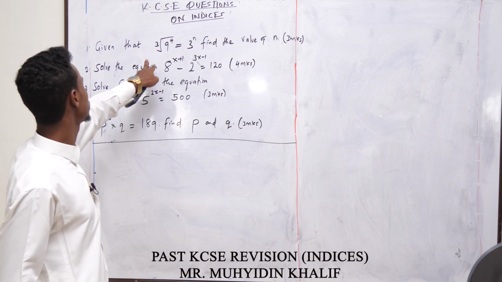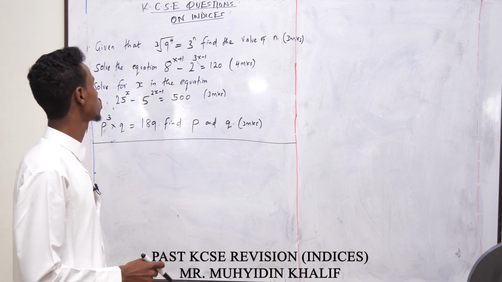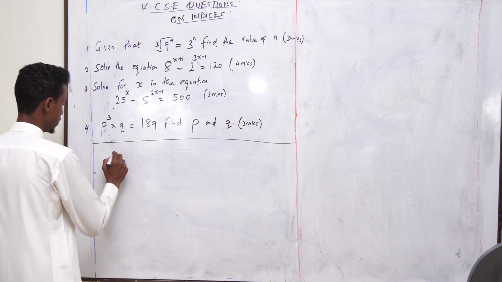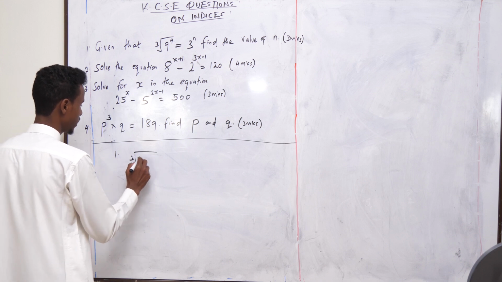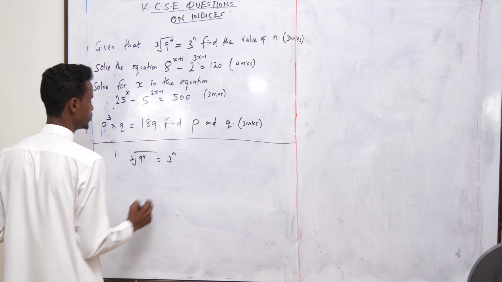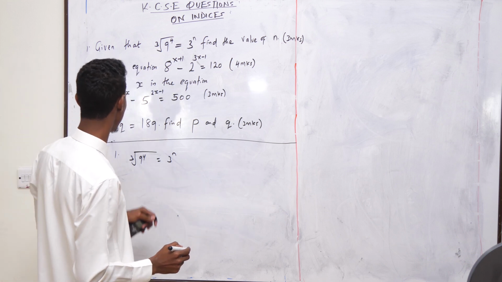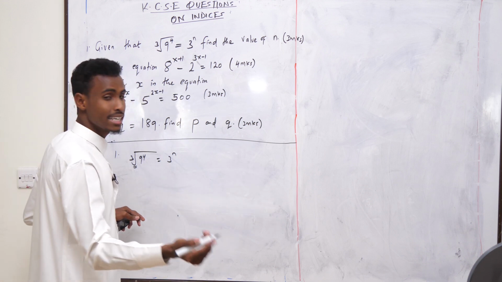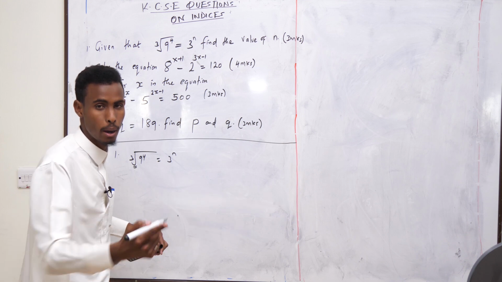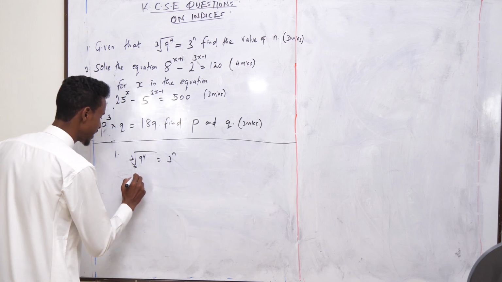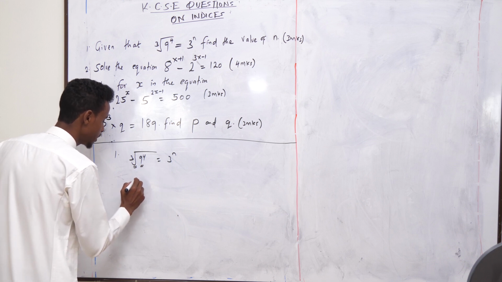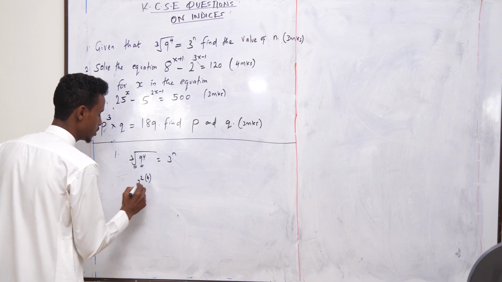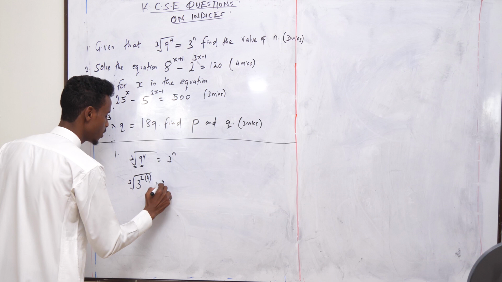Given that the cube root of 9 power 4 is equal to 3 power n, find the value of n. The first thing that you need to know is that when we have a cube root, it basically means power a third, just like a square root means power a half. Now the 9 to base 3 will be 3 power 2, into bracket 4, cube root, is equal to 3 power n.